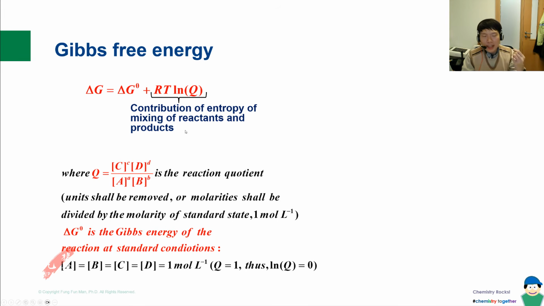Standard means at the standard conditions, 1 atm. What is Q? Q is called the reaction quotient. Normally it serves for equilibrium reactions that are reversible, going forward and backward there.